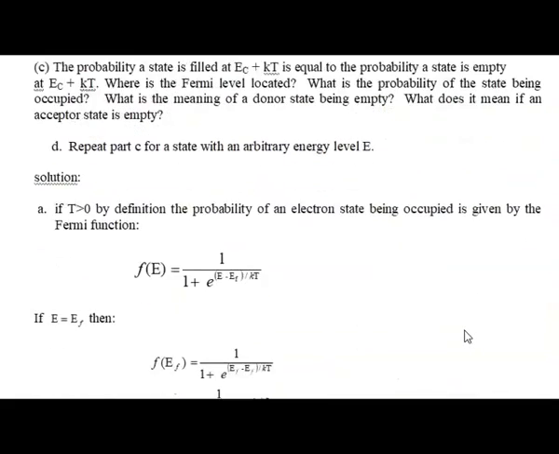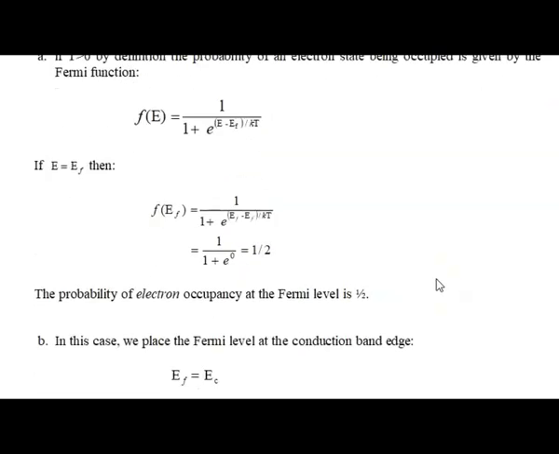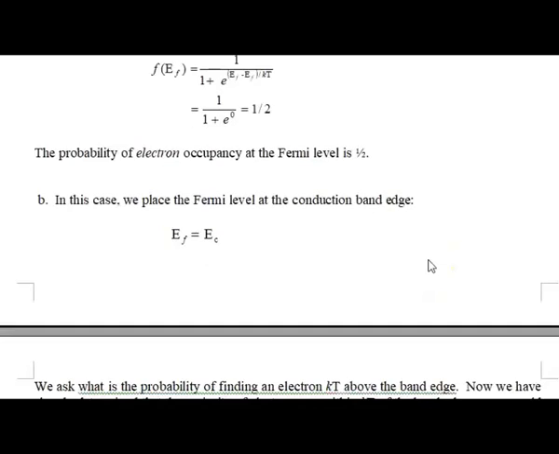Okay, so part A, relatively straightforward. The probability of an electron state being occupied is given by the Fermi function. And if E is equal to E sub f, then E sub f minus E sub f is 0, and 1 plus anything to the 0 is 1, 1 plus 1 is 2, so the probability is 1/2. The probability of electron occupancy at the Fermi level is by definition 1/2. And we've seen that a number of times.